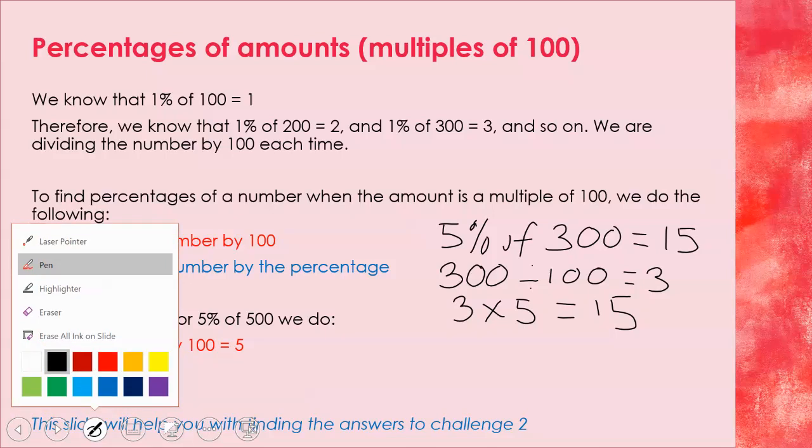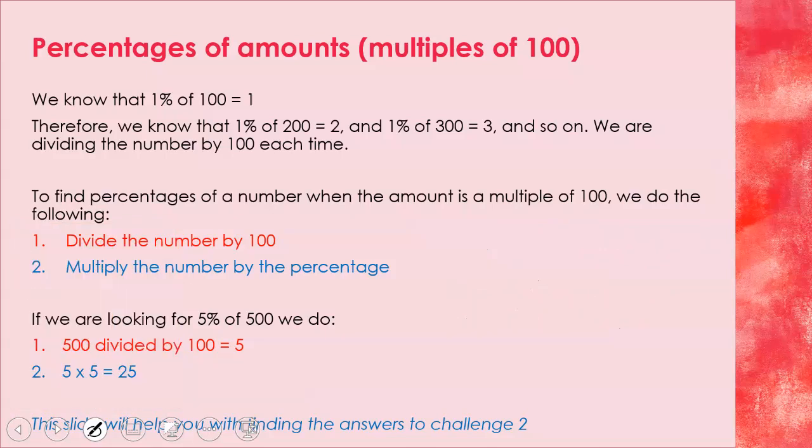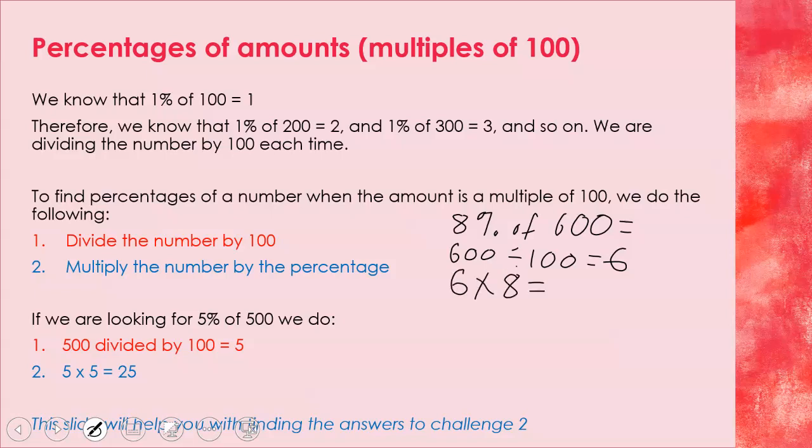Let's have another look at that again. I might want to find 8% of 600. Step 1, divide the number by 100. So I'm doing 600 divided by 100 which is 6. Step 2, multiply that number by the percentage. 6 times 8 is equal to 48. Therefore, 8% of 600 is equal to 48.